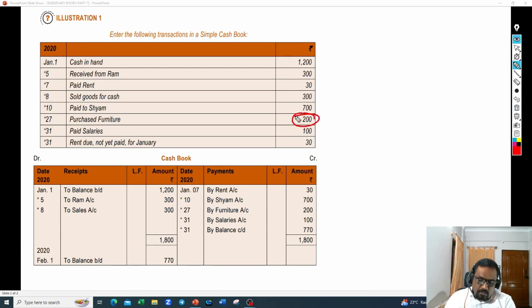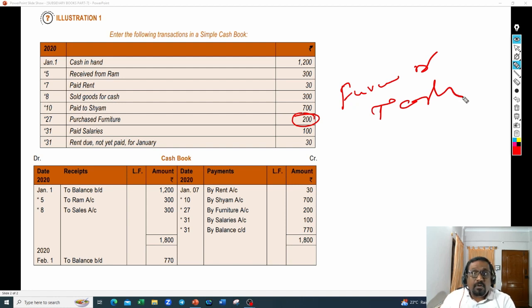Next. Purchased furniture 200 rupees. When we purchase furniture, what entry do we write? Furniture account debit to cash account. Here you can ask me a question: hey, this is an asset, no? Can we write this in the cash book?